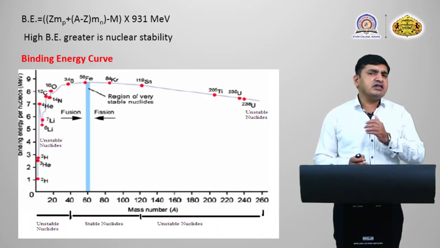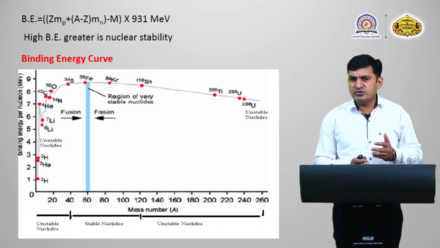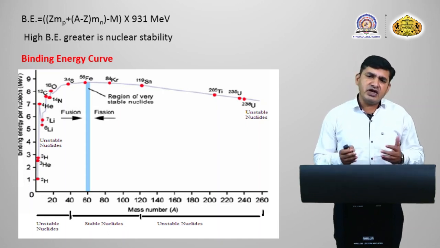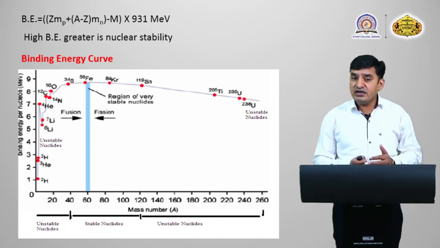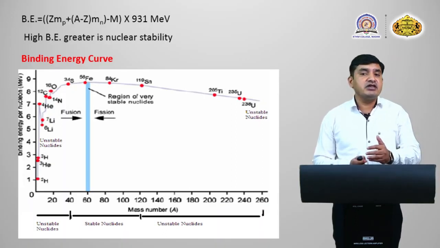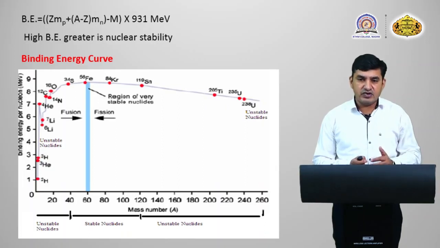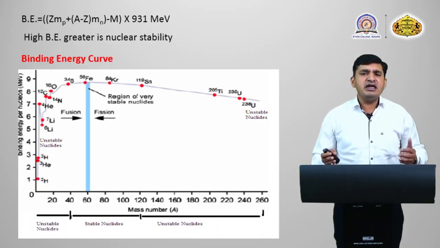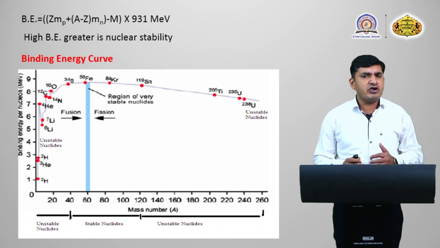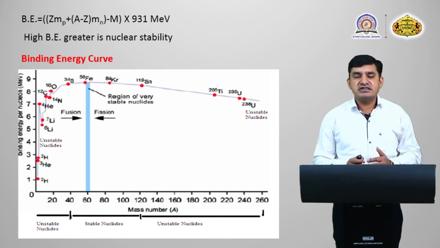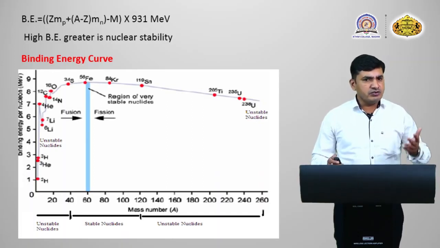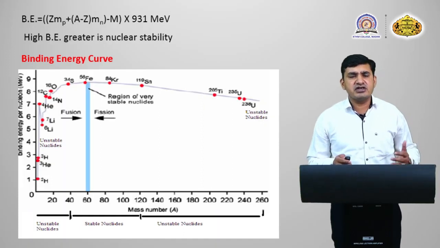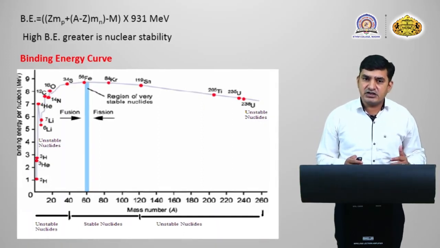Here, if we consider uranium 238, then the uranium is unstable. Uranium has unstable nuclei, and the binding energy per nucleon for uranium is 7.6 mega electron volt. Now we have to see the features of this binding energy curve.